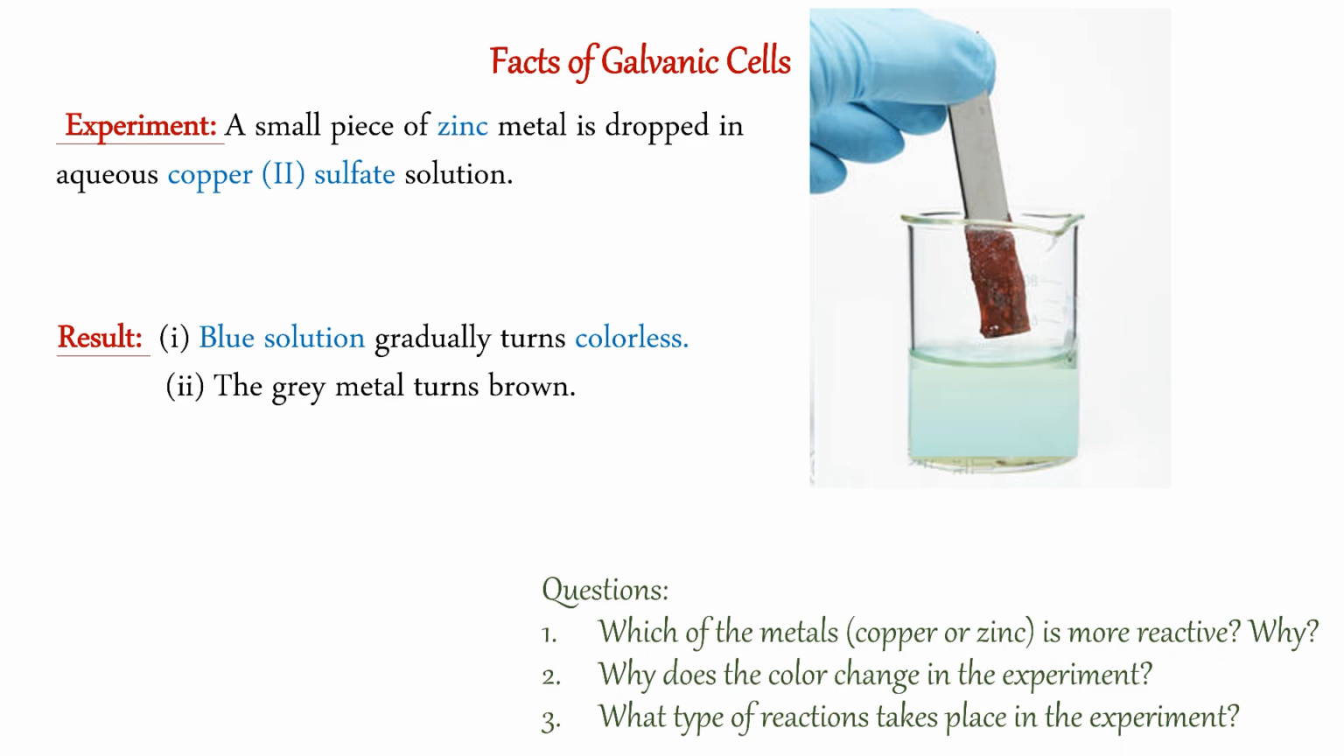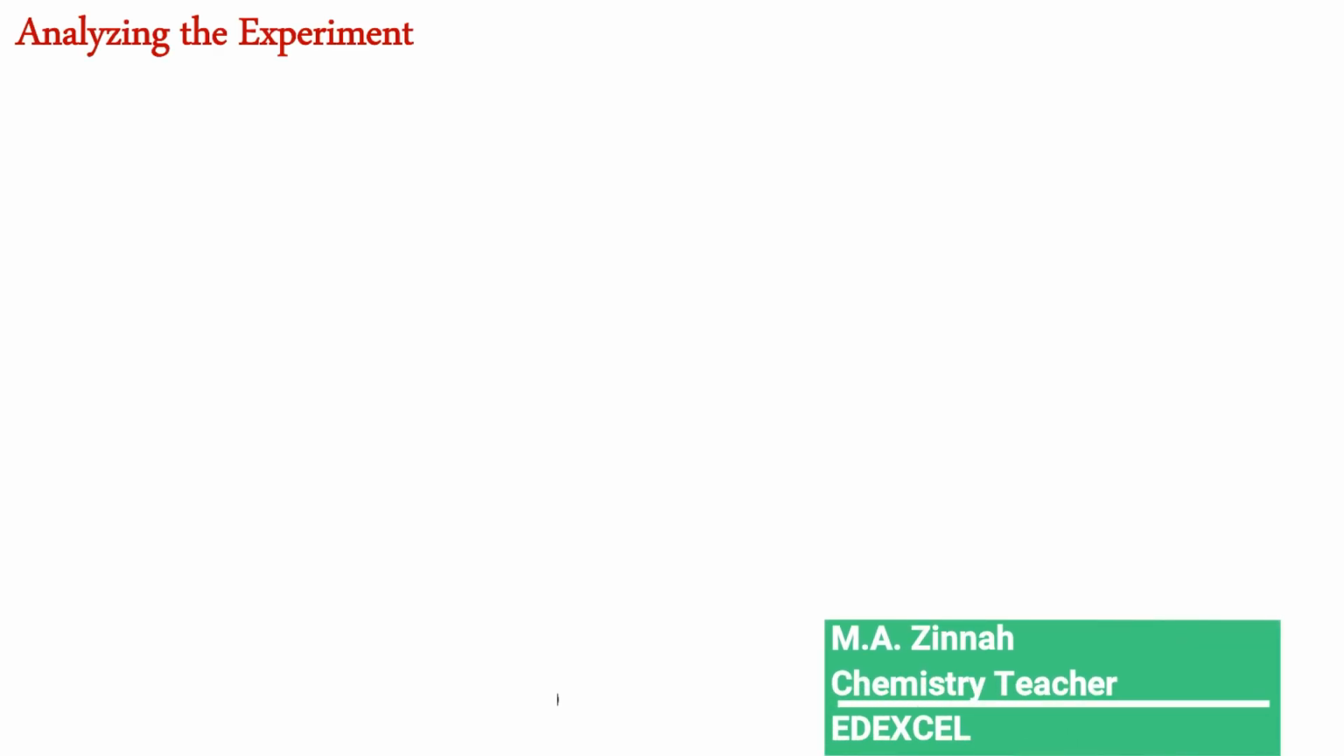Questions. Which of the metals, copper or zinc, is more reactive? And how do you understand this from this experiment? Why does the color change in this experiment? What type of reactions takes place in the experiment? For the answer of the questions, we analyze the experiment.